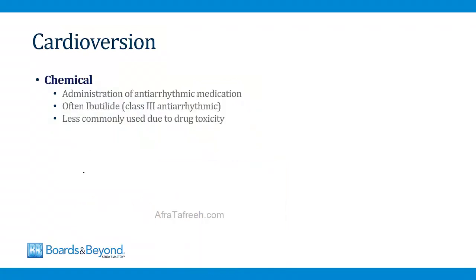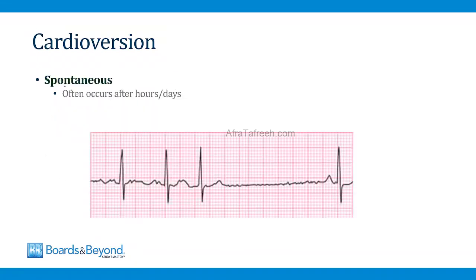Second option for cardioversion is chemical. We can use antiarrhythmic drugs to cause the patient to convert from AFib to sinus rhythm. Usually the drug that is used is ibutilide. It's a class 3 antiarrhythmic drug that is relatively short-acting. And in the modern era, we don't do this very often because after you administer ibutilide, you have to monitor the patient for drug toxicity. With an electrical cardioversion, as soon as the procedure is over, the patient can wake up from anesthesia and go home.